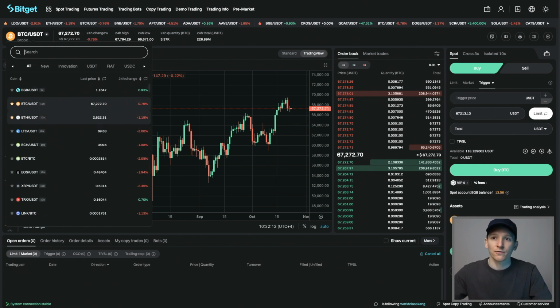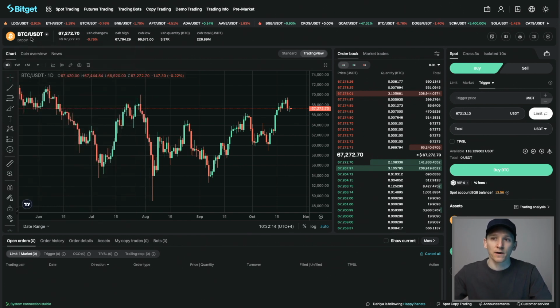So you can search anything that you want. And for me, I'll be trading Bitcoin against US dollar Tether. You can see the price of the currency pair right here, which is trading. So what this means is essentially for one Bitcoin, I have to spend $67,272. Although of course we can trade any fraction of a Bitcoin, so we can buy $10 worth, whatever. So we can do that.